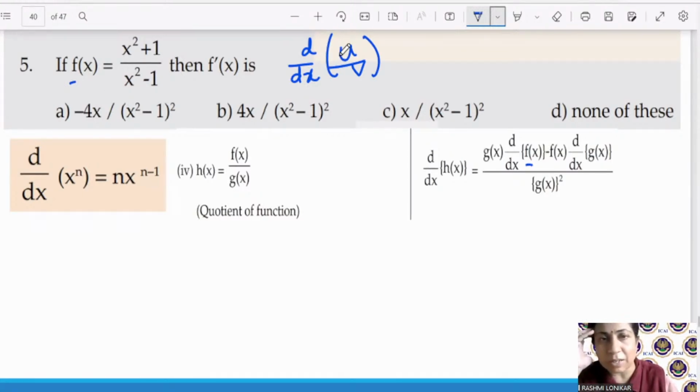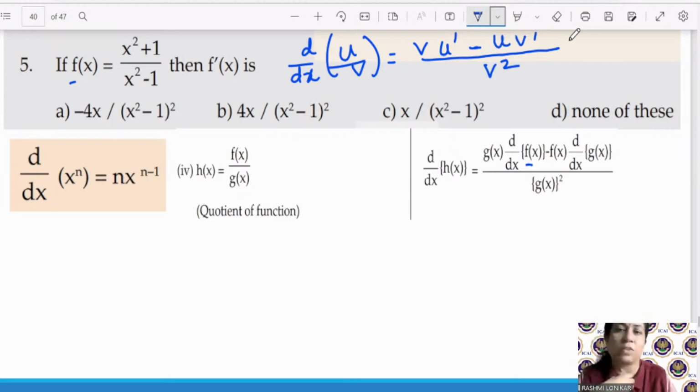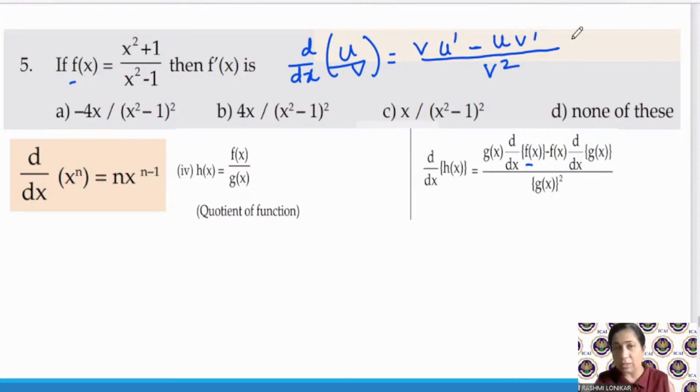Okay, if it is d by dx of u upon v, u is a function in the numerator and v in the denominator, then we have denominator function square in the denominator, function into derivative of the first function minus first function into derivative of the second function. Okay, so derivative of two functions in the division mode will be given by in the denominator it is second function whole square, and in the numerator it is second function into derivative of first minus first function into derivative of second.